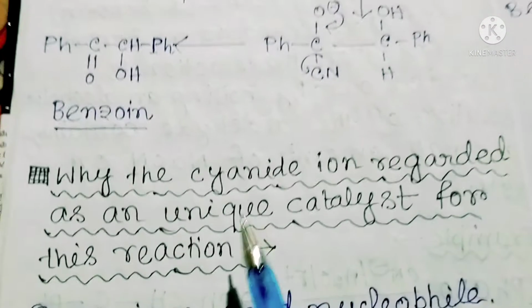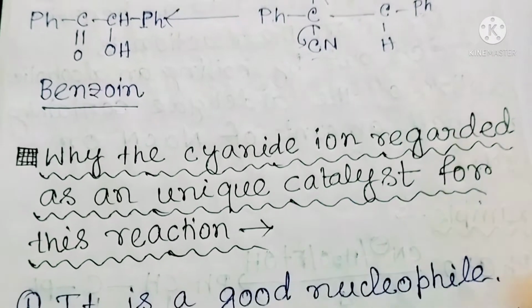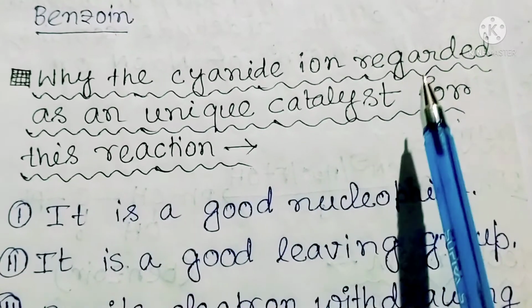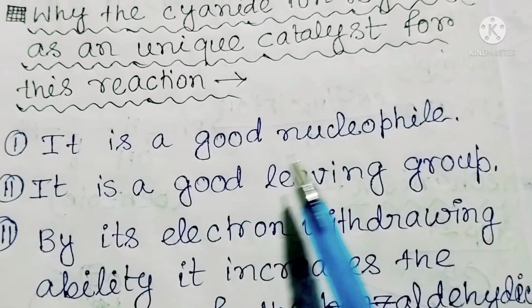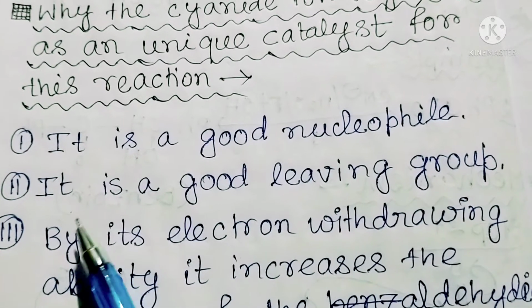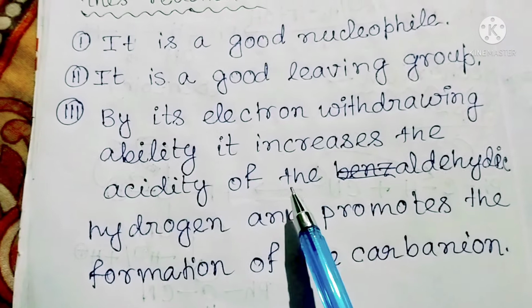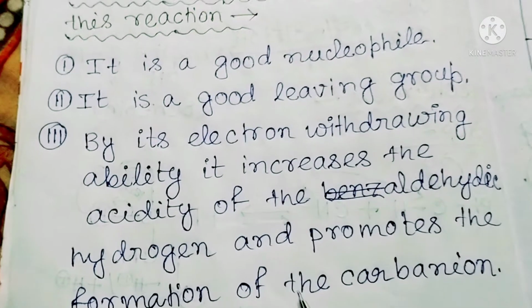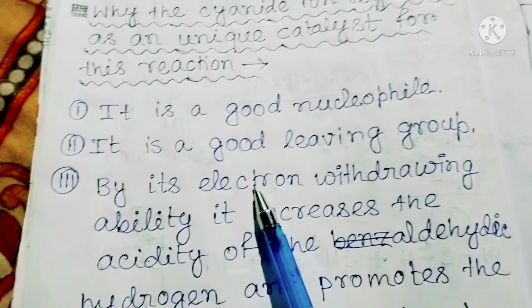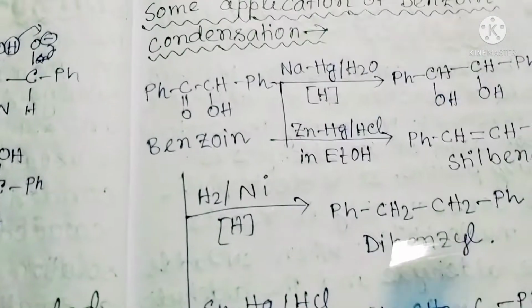Now let's see why the cyanide ion is regarded as a unique catalyst for this reaction. The cyanide ion is regarded as a unique catalyst because it is a good nucleophile. Next, it is a good leaving group. And the next is that by its electron withdrawing ability, it increases the acidity of the aldehydic hydrogen and promotes the formation of the carbanion. For these 3 reasons, we use the cyanide ion as a unique catalyst in the benzoin condensation reaction.